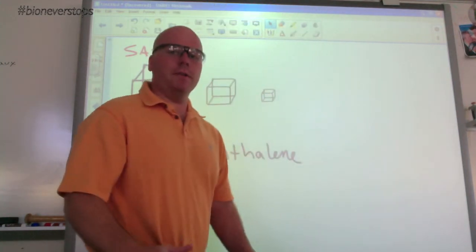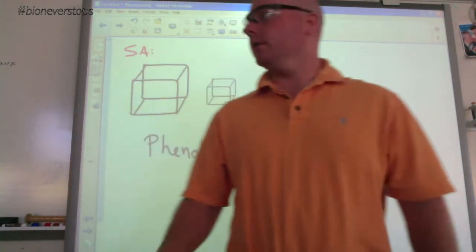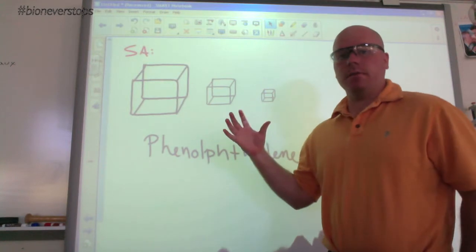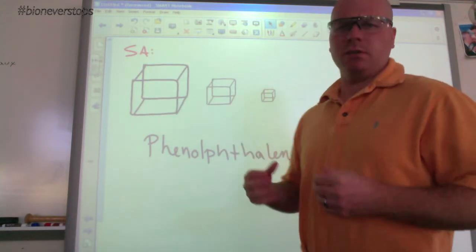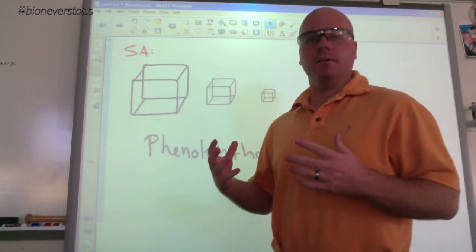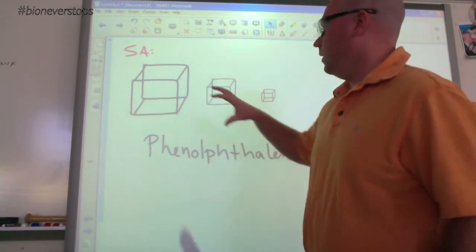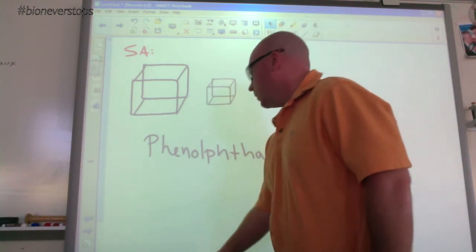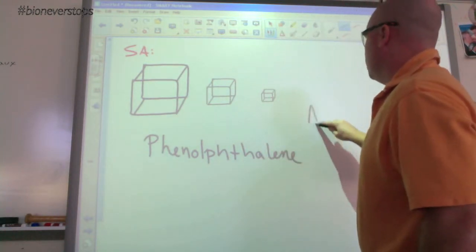All right, so one of the first things that this lab is going to look at is surface area. Okay, we need to see the relationship that surface area and volume have with the rate of diffusion. Okay, so we're going to be using three different size cubes made out of a material called agar.